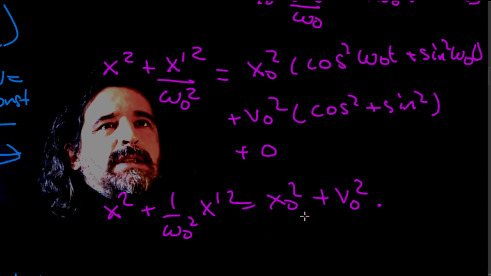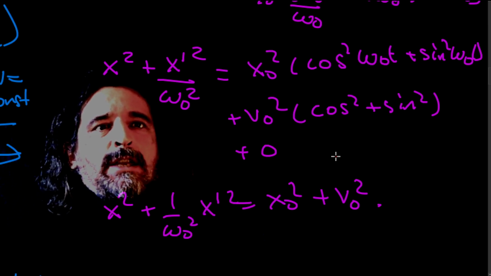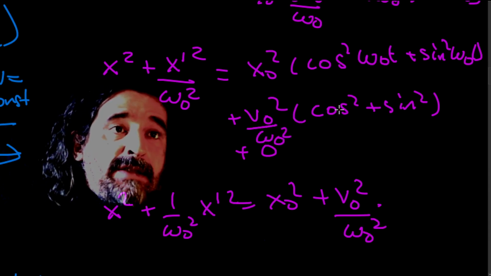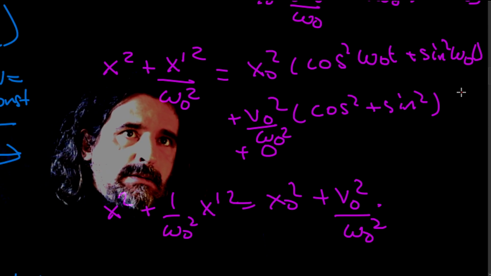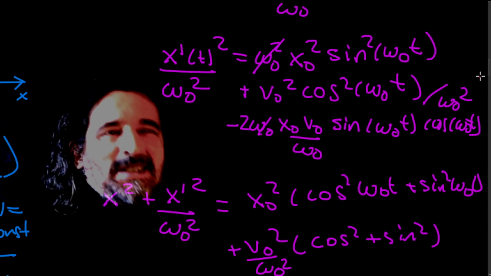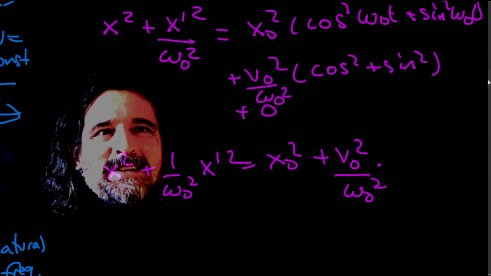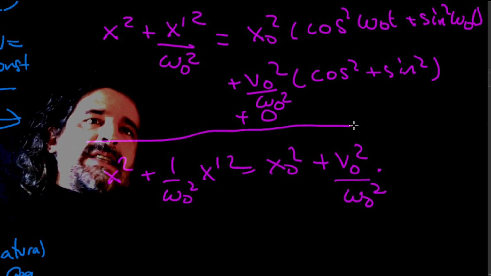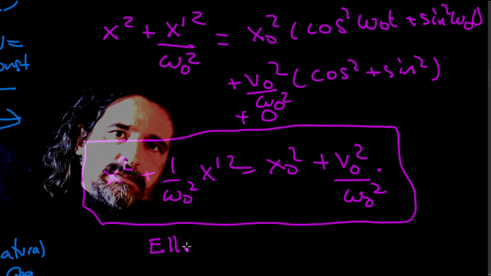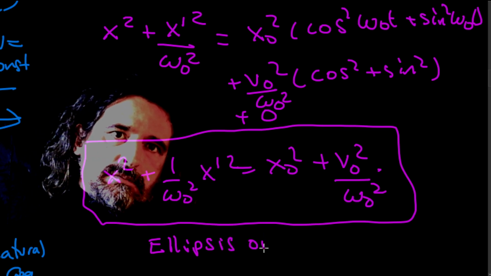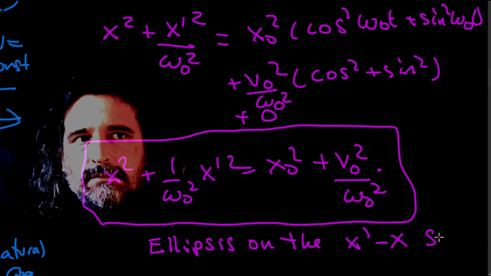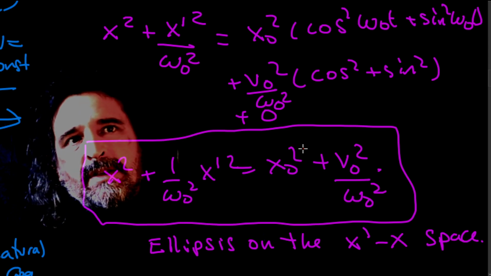Mistake somewhere. This has to be divided by omega naught squared, I think. Otherwise it won't work. Yes, there it is. Sorry, I forgot that. That's the equation of an ellipse. So it's an ellipse in phase space.